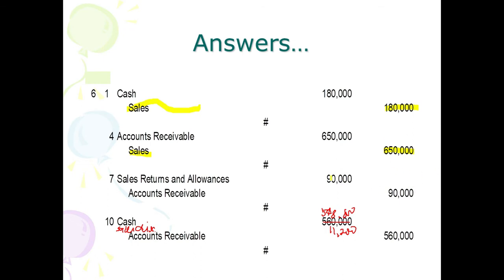And remember the formula: gross sales minus sales returns and allowances, so minus 90,000, and then less any sales discount. We have a sales discount here of 11,200. So what is the amount of your net sales?